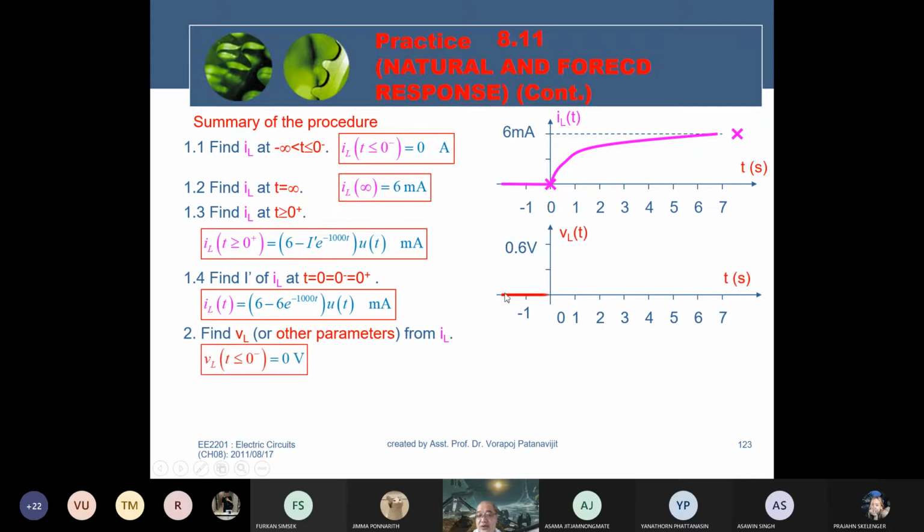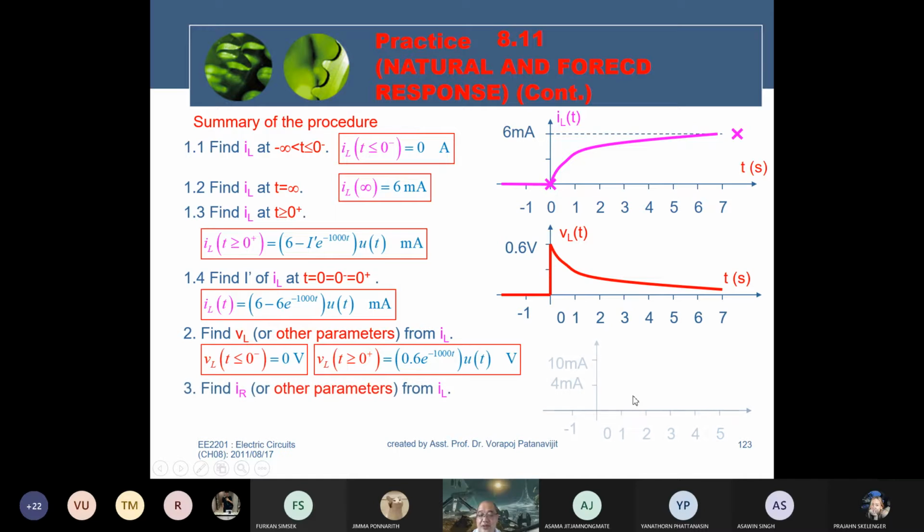For time less than 0, it equals 0. For time greater than 0, you take the derivative of the inductor current, L di/dt. The shape of it is here. Therefore the inductor's voltage will jump to 0.6 volt immediately, and after that it will drop to 0 soon.